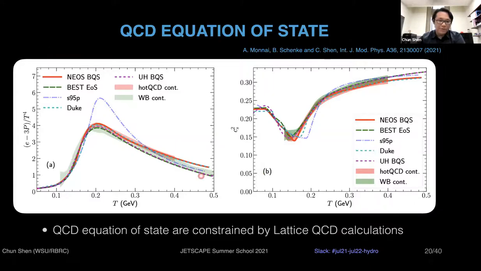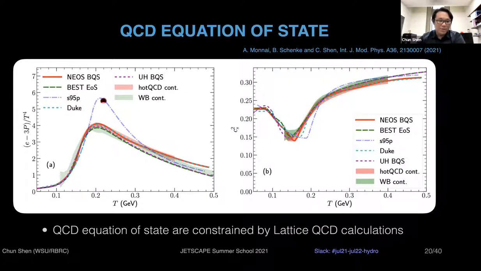The equation of state we're using for hot QCD comes from lattice QCD calculations. Nowadays it is very strongly constrained by lattice QCD, from two different groups, HotQCD in red and the Wuppertal-Budapest group in the green band. You can see that a lot of phenomenological equations of state are parametric fits to these lattice continuum results for, for example, the trace anomaly as a function of temperature, or the speed of sound.